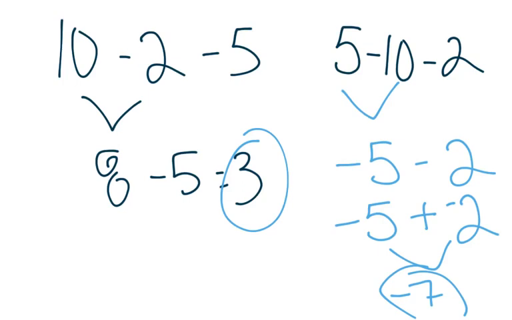It does not matter in addition and multiplication, which is why I can change around the order and have an associative property of multiplication, and I can change around the order of an addition problem and have an associative property of addition, but no division, no subtraction.